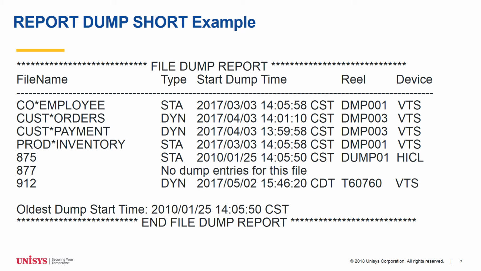In this output, the entry for file 877 would normally appear only if you specifically requested that file by number or in a group. If you use the All clause, IRU only reports on files that have entries in the dump history file.